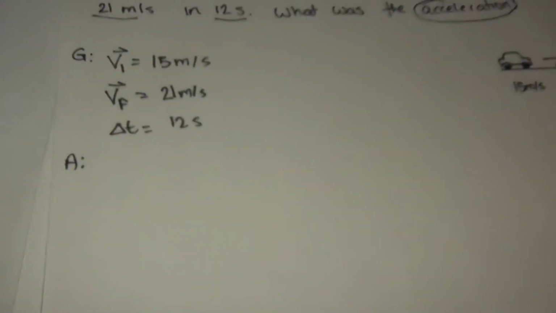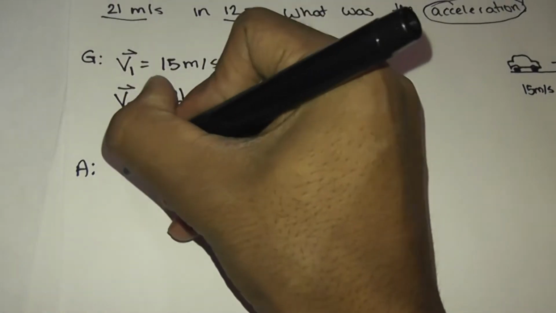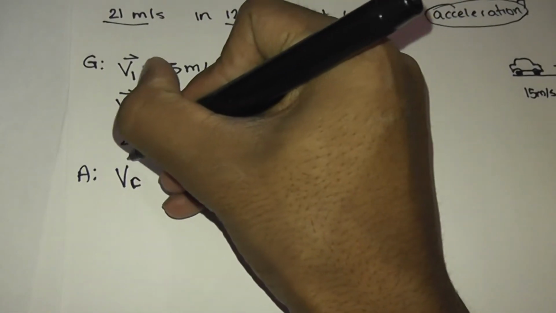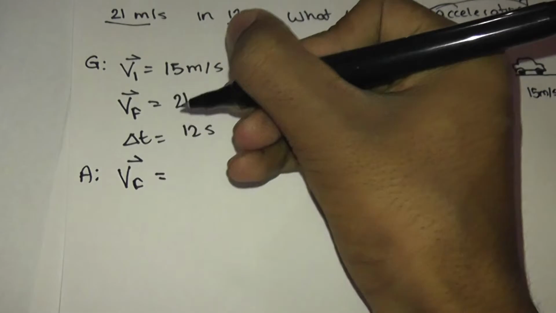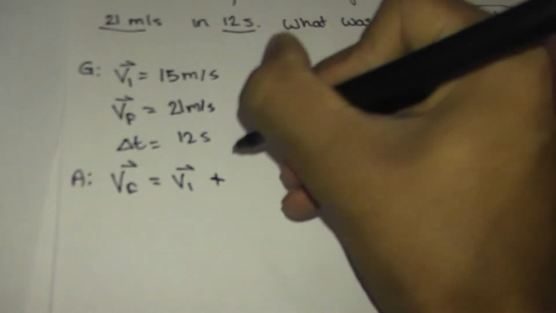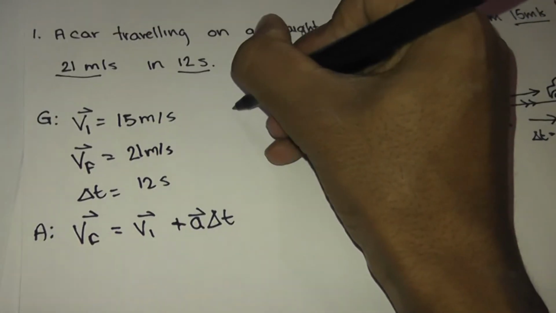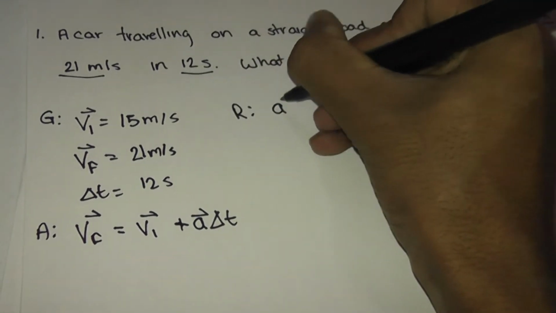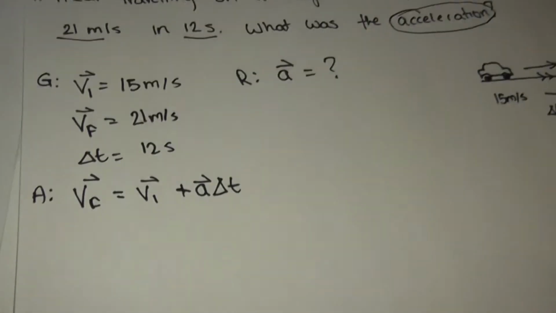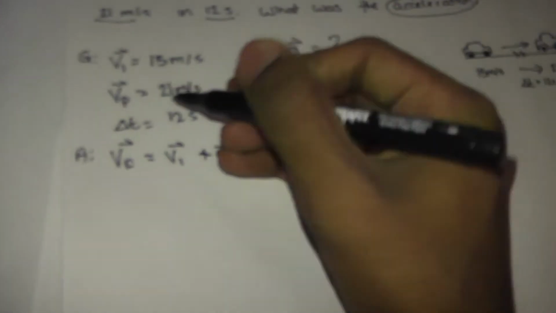So now I'm going to use the equation VF equals VI plus acceleration times delta t. And what is required is the acceleration. So now let's get to the solution.